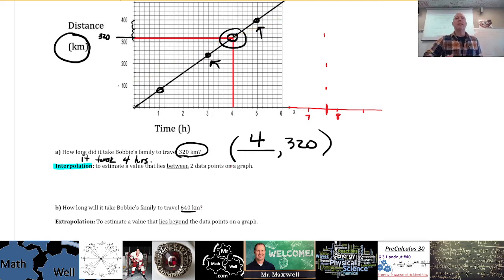So here's what I'm getting at. Can we figure out what an equation is for this line? Have we done that before? Figure out equations for graphs? Yeah, absolutely we have, right? So why don't we do that?